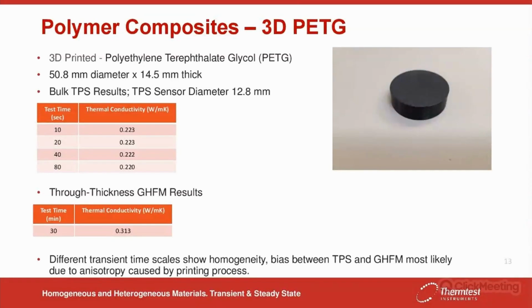We believe that this difference in thermal conductivity is the difference of the bulk TPS result compared to a through-thickness value by GHFM, and this is caused by the possibility of anisotropy caused by the printing process. There could be some bias in other ways, but I believe that to be, based off other experience as well, the major difference between these two results.